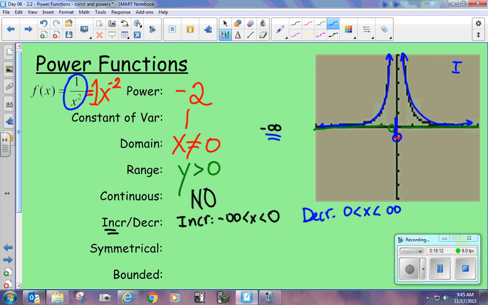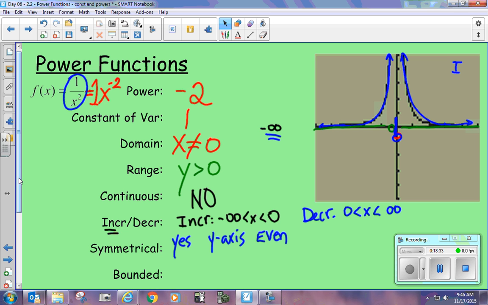Symmetrical. Yes, it is symmetrical. It is symmetrical because it reflects over what? It reflects over the y-axis, which means it is an even function. It is an even function. They don't ask that, but we learned it. Is it bounded?